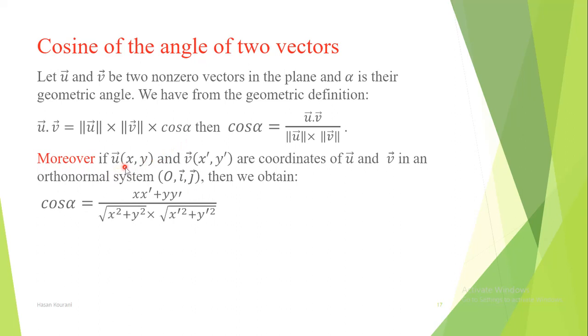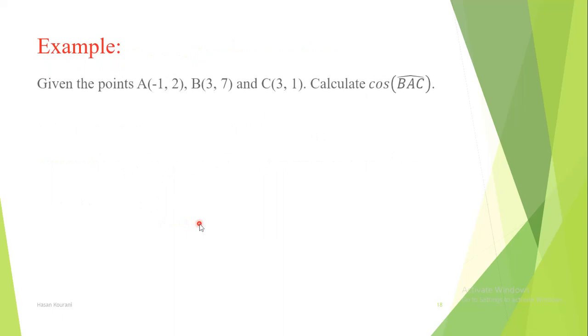Let's see a further idea. If you have u and v with their coordinates in an orthonormal system, then we obtain another form for this formula. Cosine alpha will be equal to x x prime plus y y prime, which is u dot v, over the magnitude of u, which is the square root of x squared plus y squared, multiplied by the magnitude of v, which is the square root of x prime squared plus y prime squared.